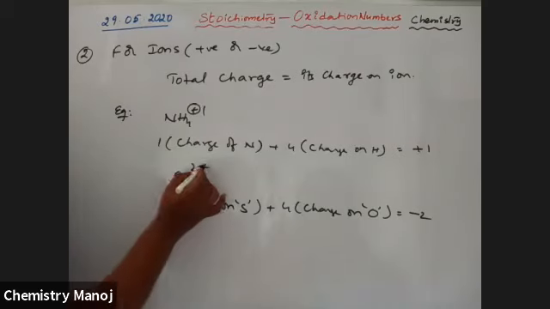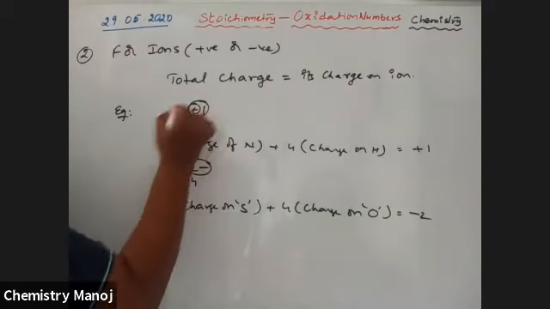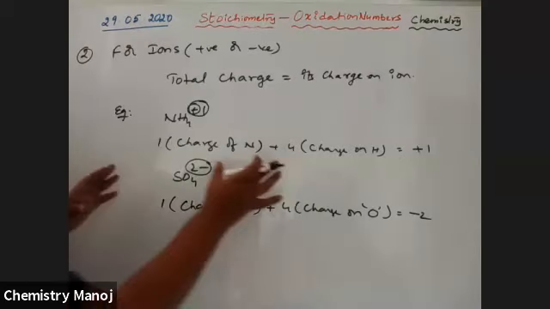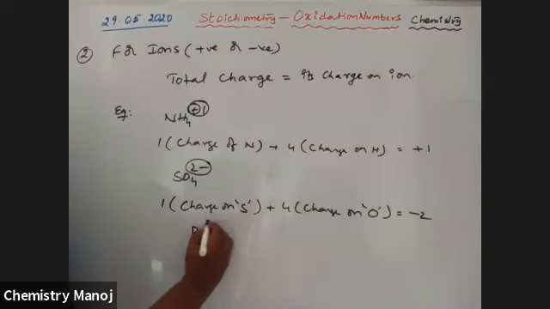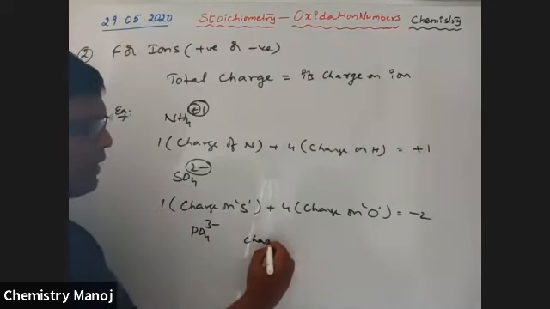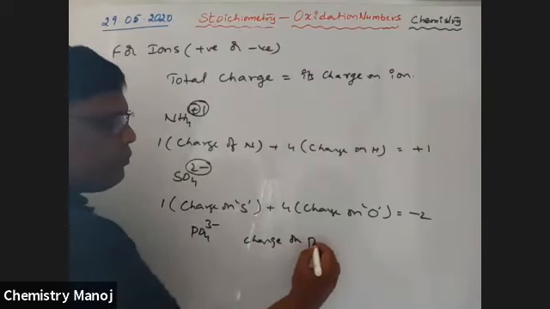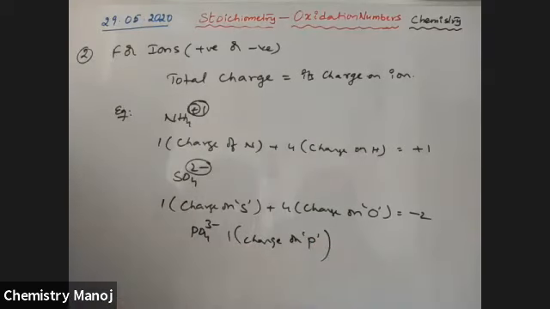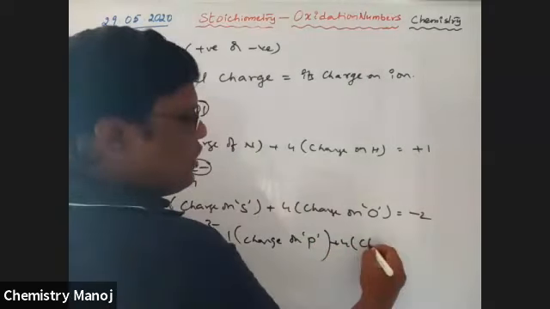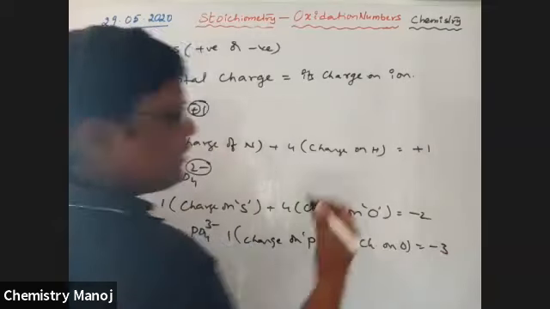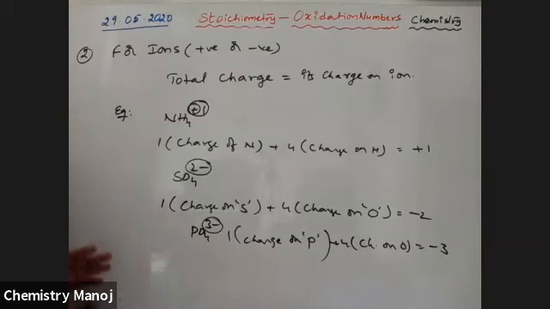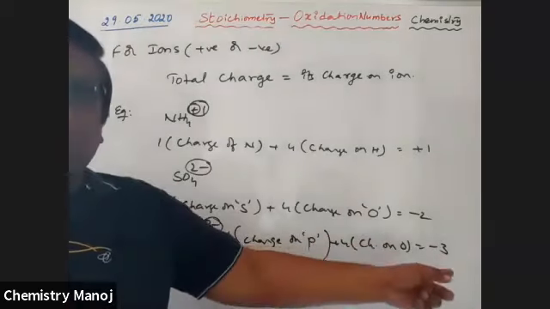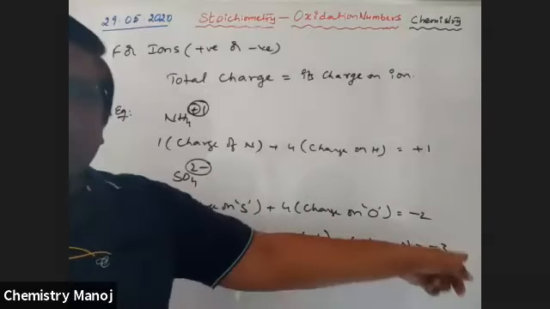That means if charges are there, these are considered as ions. For ions, the total charge becomes equal to its charge. For example, PO4 3- ion. Here, 1 phosphorus is there: 1 into charge on phosphorus plus 4 into charge on oxygen is equal to minus 3, because minus 3 is the total charge. So if charge is there, total value is equal to its charge. If no charge is there, total value is equal to 0.